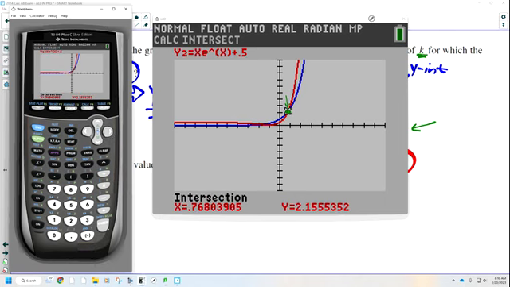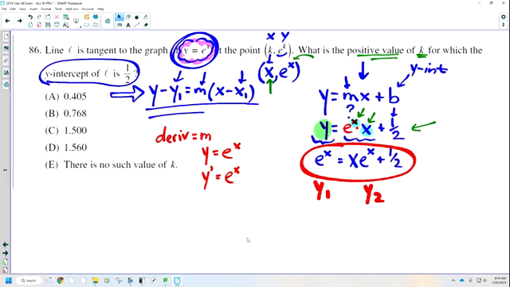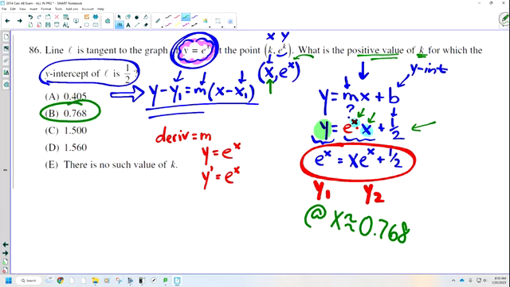Intersection is at x equals 7.68. I should say 0.768. 0.768. Right there. This happens at x is approximately 0.768. And that's choice B. That's kind of tricky because we really don't have problems where we're given things of this nature to solve. But every once in a while, you have to do a rare one, just like we did right here.